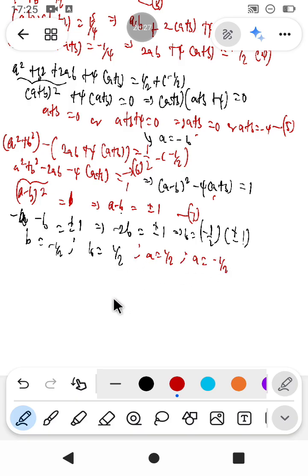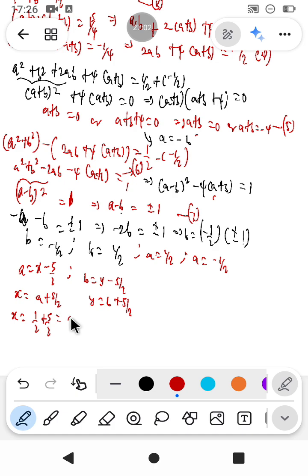Yeah, that's pretty cool. But we want to find the value of x and y, not a and b. So remember, we say a equals x minus 5 over 2, and then we say b equals y minus 5 over 2. Then we can make x the subject of the formula: x will be a plus 5 over 2, and y will be b plus 5 over 2. Then you substitute the values. So when a is half, you have x equals half plus 5 over 2, which gives us 6 over 2, which is 3.